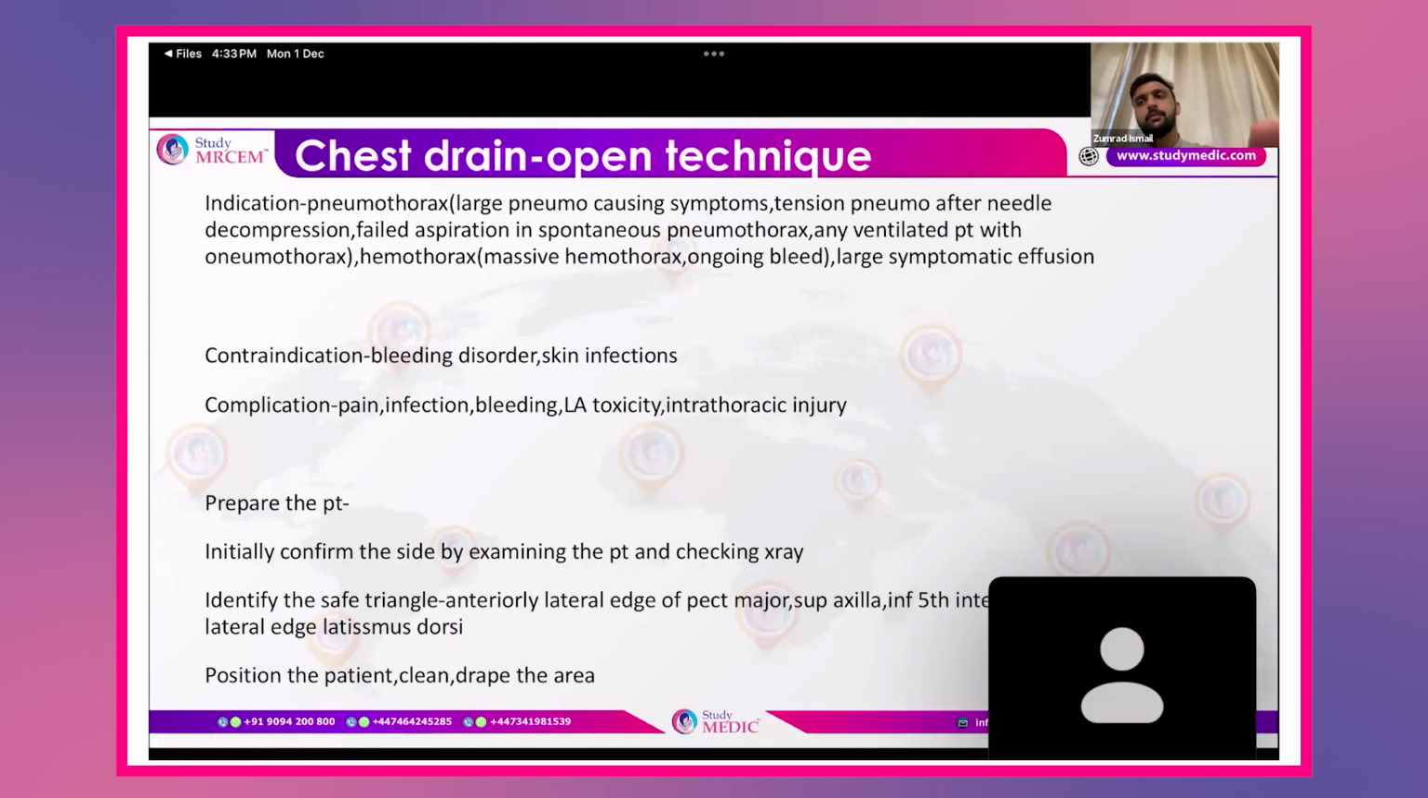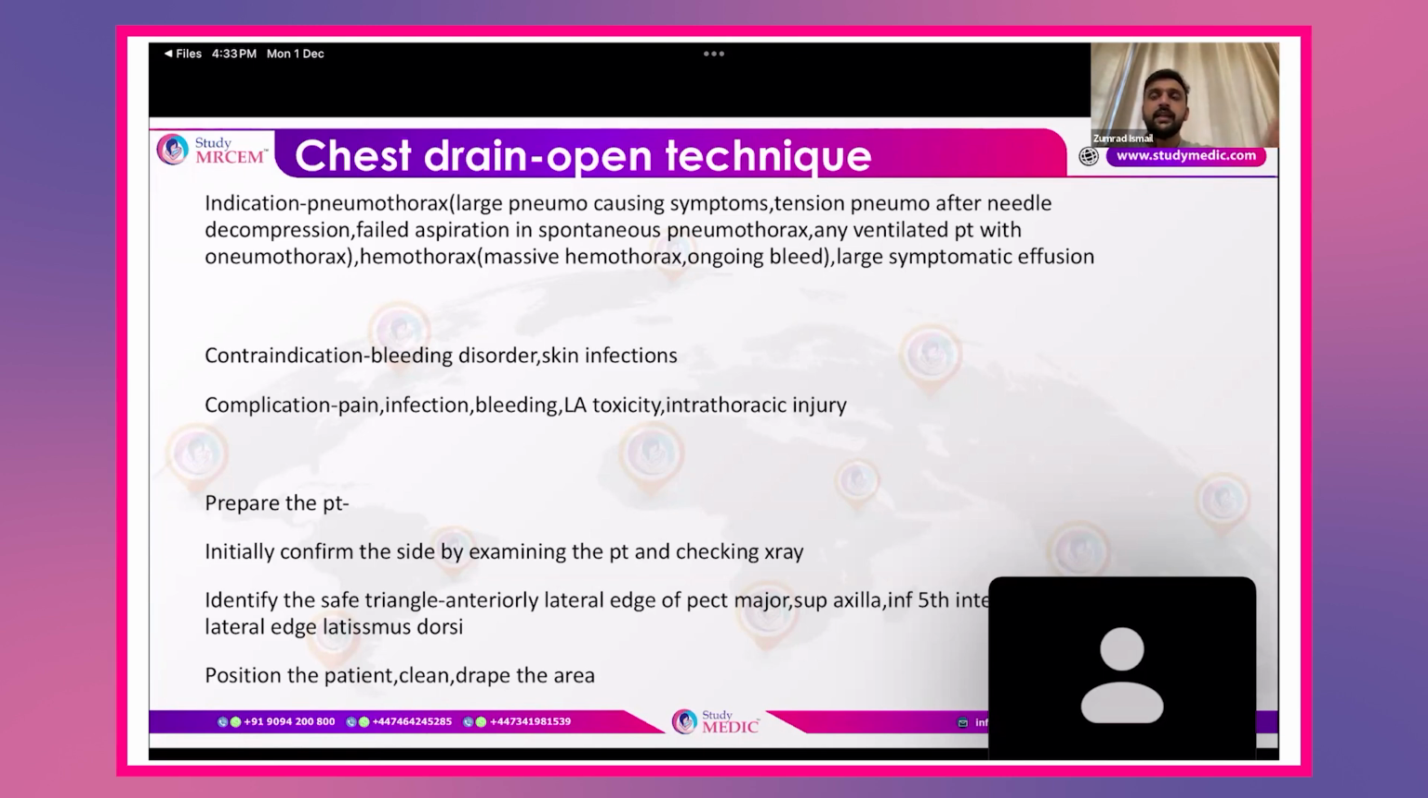Moving to chest drain, we have both the open technique and the Seldinger technique. Here I'll be discussing the open technique. The indications for chest drain are pneumothorax, large pneumothorax causing symptoms, and tension pneumothorax. If it is a tension pneumothorax, we'll have to do needle decompression first, and only then proceed to chest drain, because needle decompression is a dire emergency in that situation.